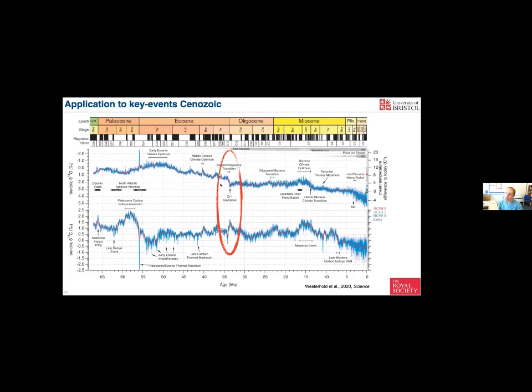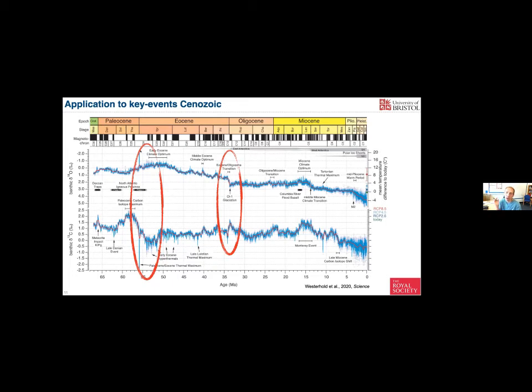So first I'm going to apply it to the Eocene-Oligocene transition, when for the first time large ice sheets appeared on Antarctica. And then I'm going to briefly show you some results about the application to the Eocene hyperthermals, such as, for example, the PETM, which is the warmest period of the last 65 million years.